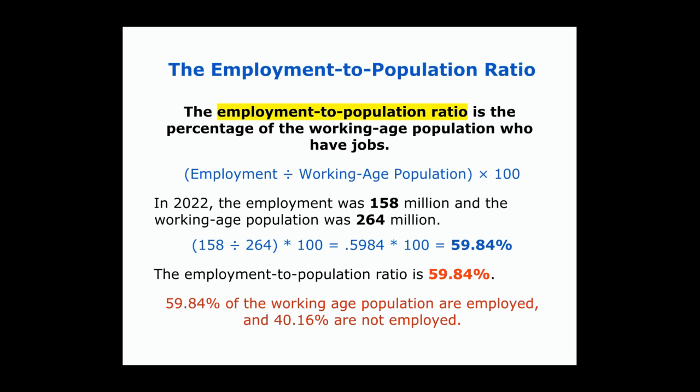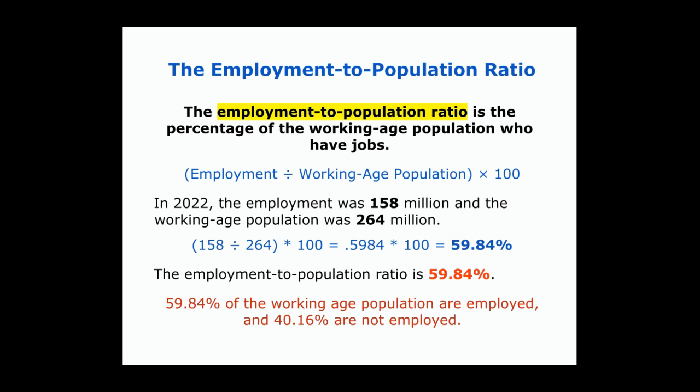This means that 59.84% of the people in the working age population are employed, and 40.16% of the people in the working age population are not employed. And you can see this is a much broader view of employment and unemployment. Roughly 60% of the people who could be working are working, and 40% of the people who could be working are not working.